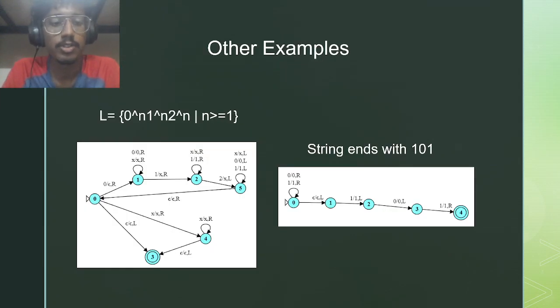Here is shown the other examples. If we take a language with the constraint that the string must end with 101, the diagram for the transition function would be as shown below.